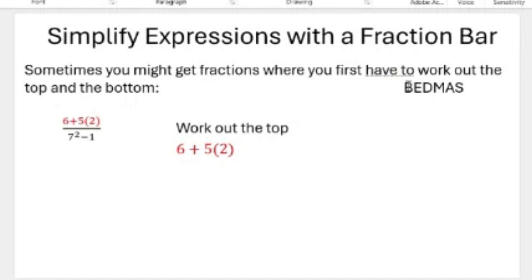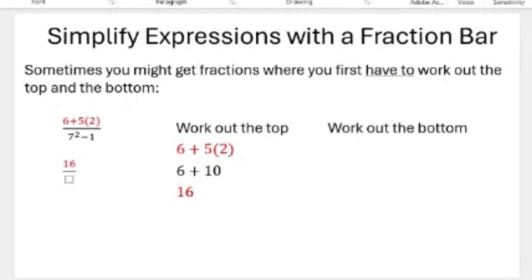Nothing inside any brackets to work out. No exponents, no division, multiplication. Yes, we have 5 times 2, so that has to be done before the 6. So 5 times 2 is 10. Now we add 6 plus 10 is 16, and so the top of the fraction becomes 16. Now let's work out the bottom.